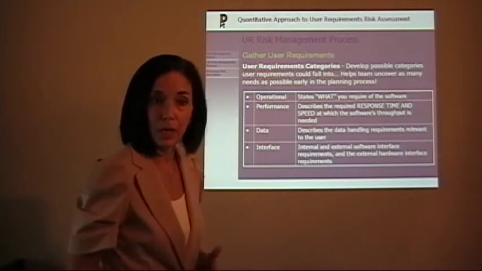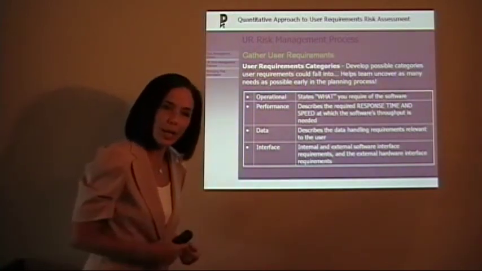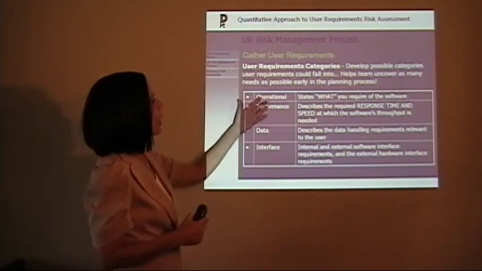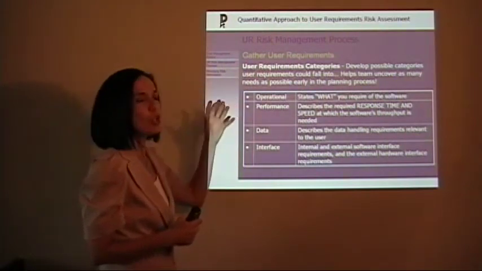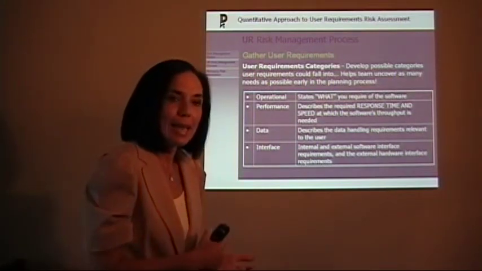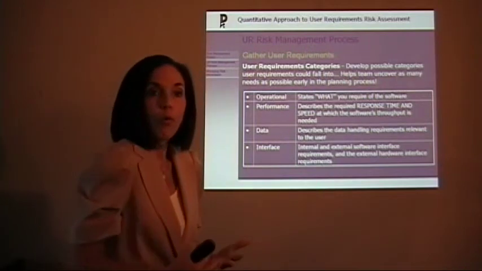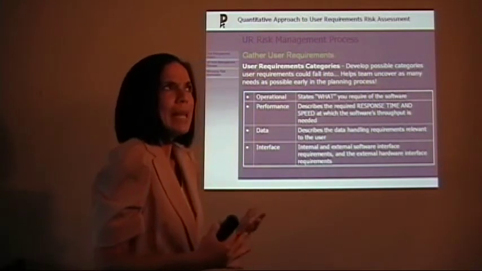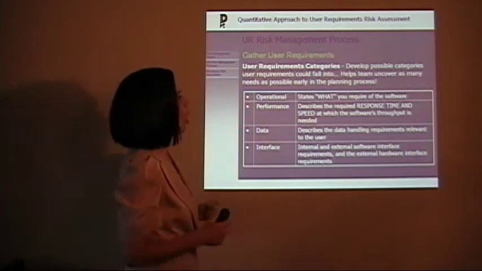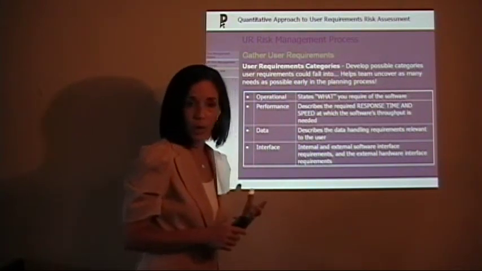For example, something that you should consider as you're gathering your user requirements is to assign them to categories. By doing this, it allows you to identify, oh, are you missing anything? Or for our users to identify, am I missing anything? For example, operational requirements. They establish what is required of the system.